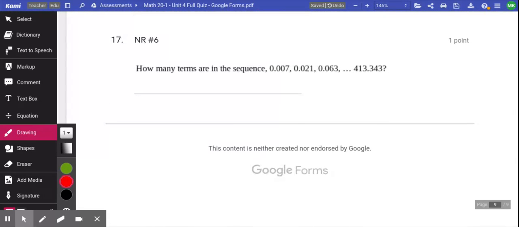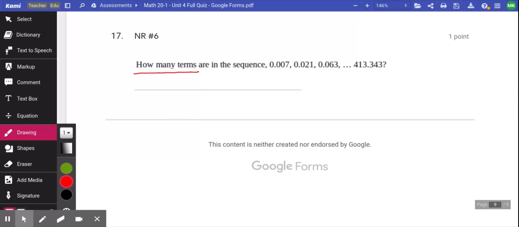Last one. If you've lasted this long through the video, well done. This one, number 6. How many terms are in the sequence? How many terms means you're looking for n. If you look, they give me a bunch of information. They give me the first term, then they give me the second term, the third term, and then they give me the last term, which I don't know. I'm just going to call it T of n.